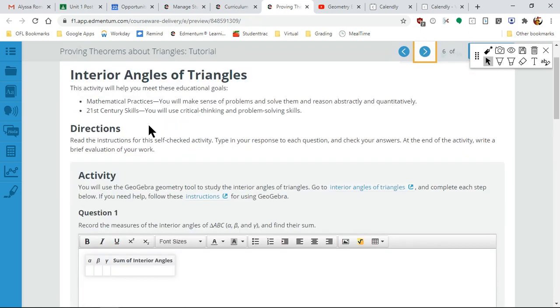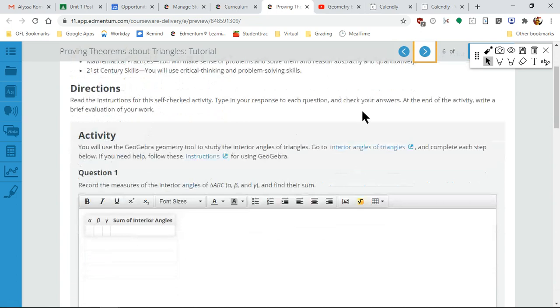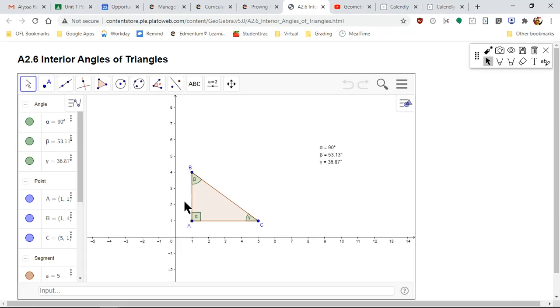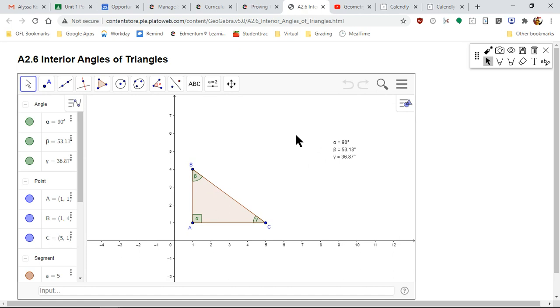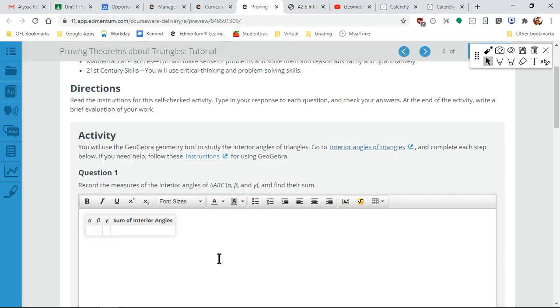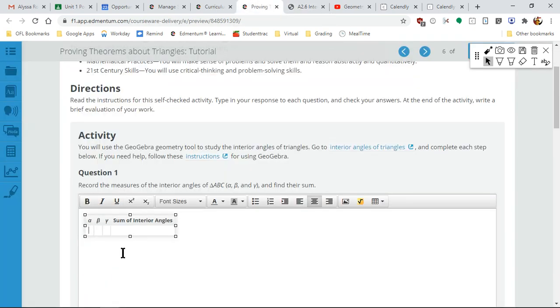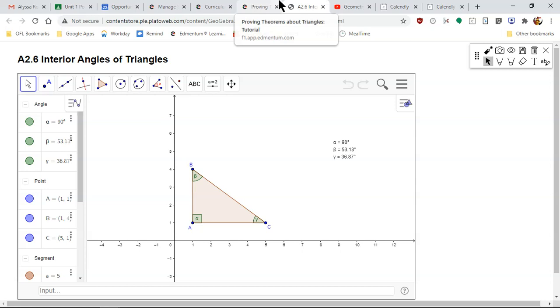So, interior angles of a triangle. Right here, they want us to measure the interior angles. We've done this a few times, how to measure angles, but here they're pointing them out to us. Oh, and they gave us a right triangle, so this one's pretty simple. They just want us to put them all in, and then add them all together. So for this one, alpha is 90. I'm not going to put the degree symbol because I don't want to go into the equation editor. We don't really need it.